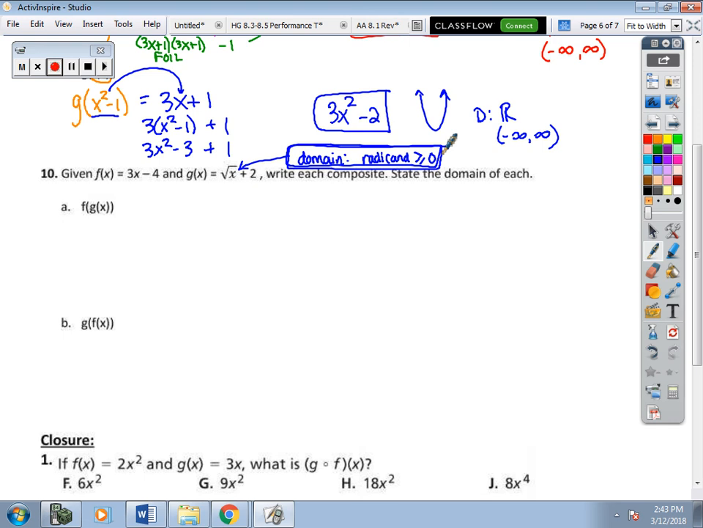Okay, kind of getting ahead of myself. Let's go back to our functions and we'll classify the domain at the end. Start on the inside, g of x. So take the g of x function, substitute it in. f of the square root of x plus 2.